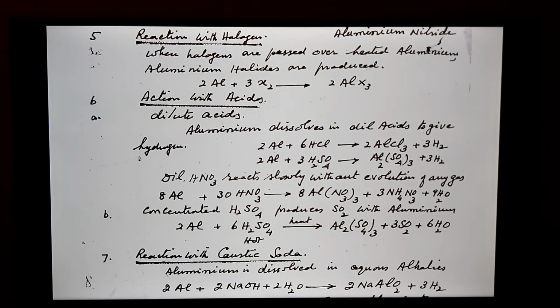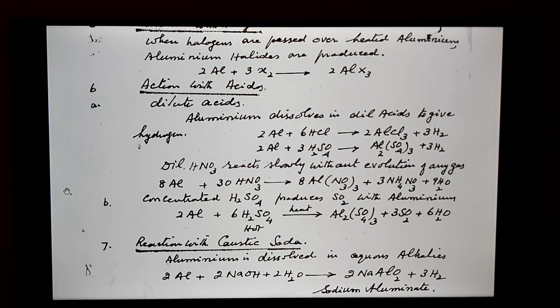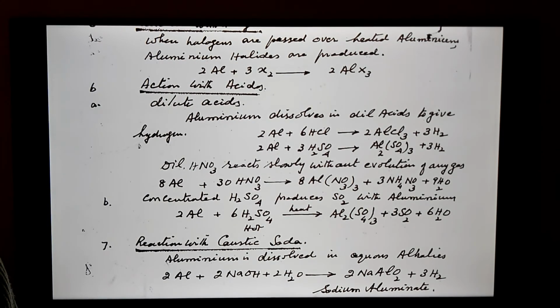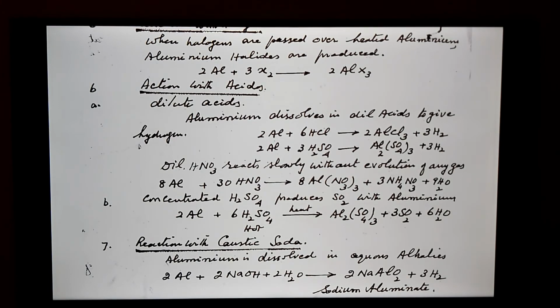Seventh is reaction with caustic soda. Aluminium dissolves in aqueous alkalis like sodium hydroxide, potassium hydroxide. The reaction is again very important. 2 aluminium reacts with 2 sodium hydroxide in presence of water, and we get a salt NaAlO2 plus 3 hydrogen. Hydrogen is eliminated. The compound formed is known as sodium aluminate. That finishes aluminium.